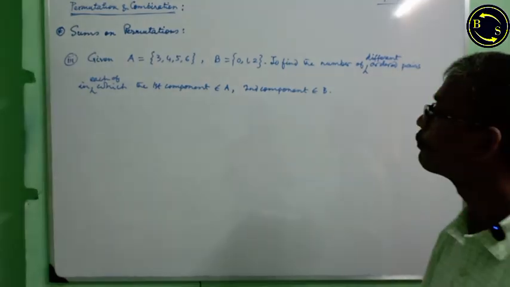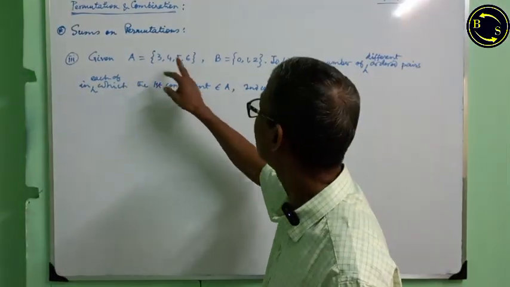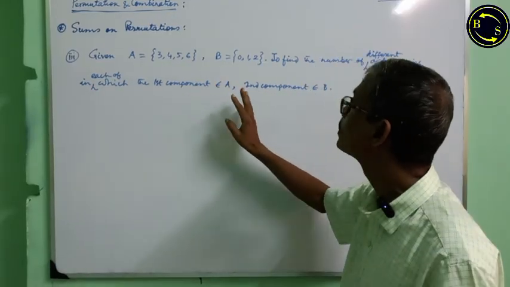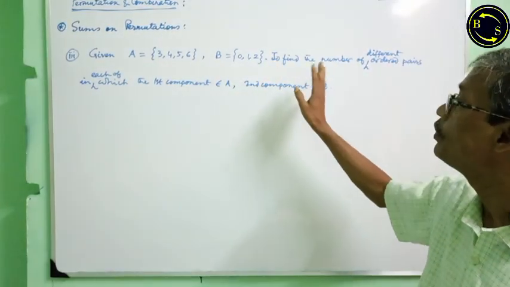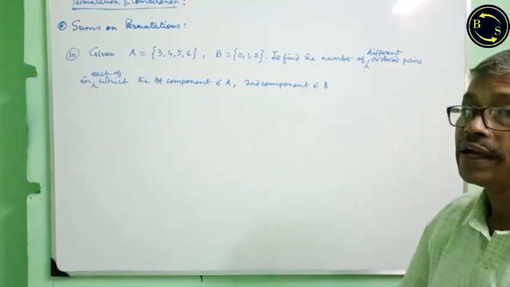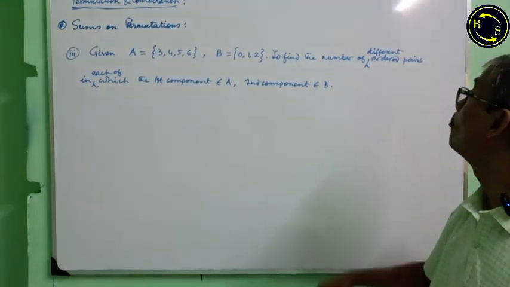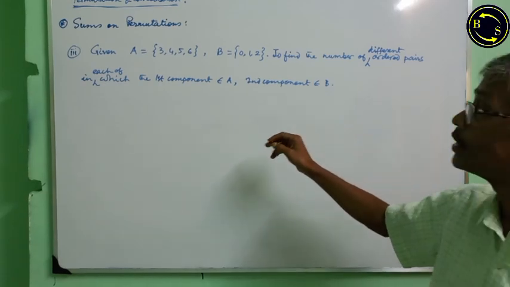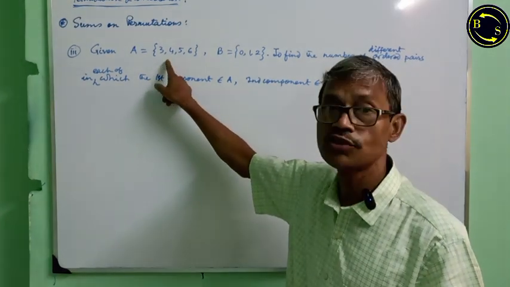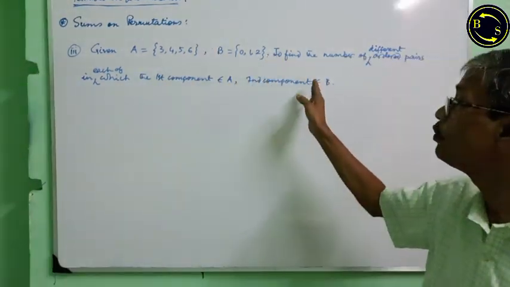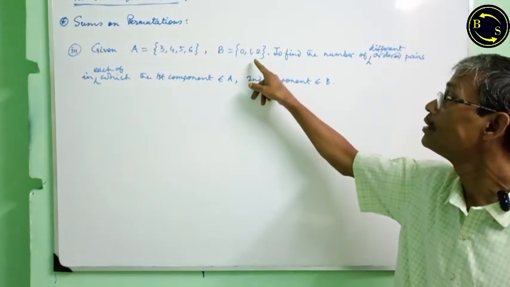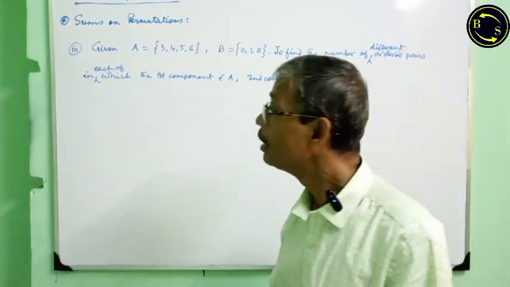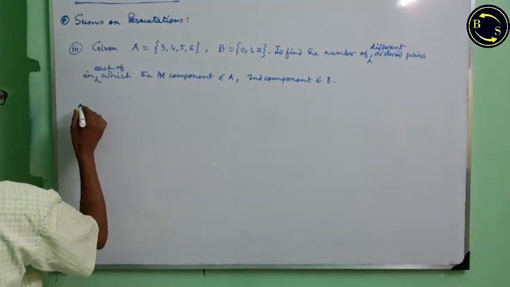Now this problem, two sets are given, A, B. A has members 3, 4, 5, 6. B has members 0, 1, 2. Now we have to find the number of different ordered pairs, of which the first component will be a member of set A, and the second component will be a member of set B. I explain like this.